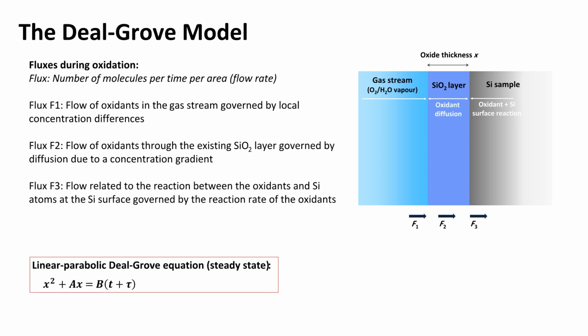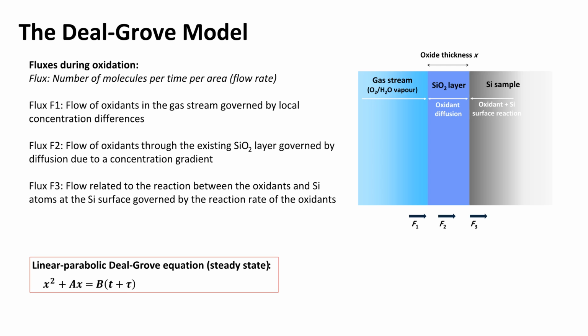In steady-state condition, meaning looking at a system that is unchanged in time, all three fluxes are equal, and the oxidation can be mathematically expressed as follows. X squared plus A times X equals B times (T plus tau), where X is the oxide thickness. A and B are constants related to the diffusion and reaction processes. T is the oxidation time, and tau is a constant related to the initial oxide thickness. Tau can be ignored for new or blank silicon wafers without any native oxide present on the sample surface. This equation is called the linear-parabolic Deal-Grove equation.